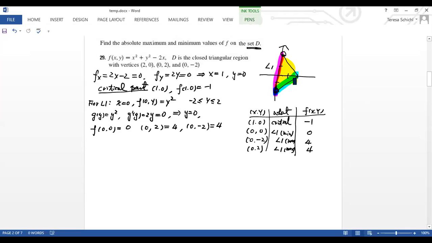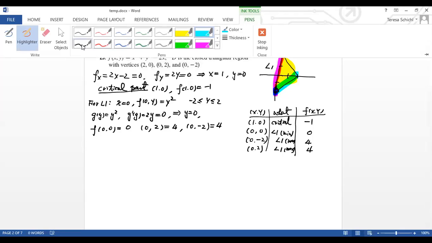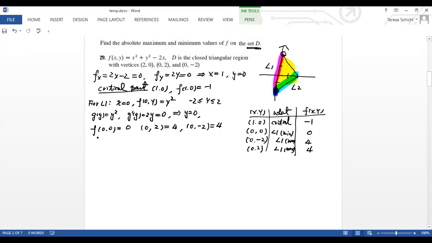This is my second line here, right? I call this L2. For L2, the equation for this line is what? This is y equal to x minus 2, right? So this is the equation for the line here. And so we plug in x, then y is x minus 2, correct?